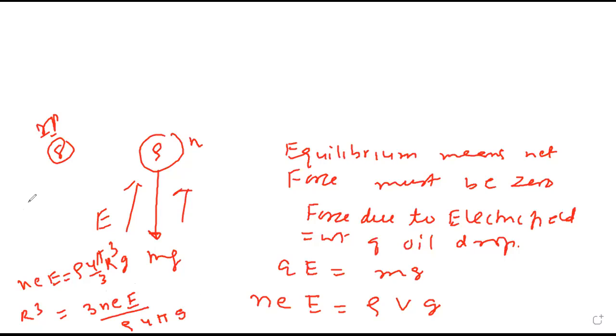So from this, can you tell what will be r then? Therefore r will be cube root of all this. So 3 NeE upon rho 4 pi g. Which option is it? 3 NeE upon rho 4 pi g, D option. Right.